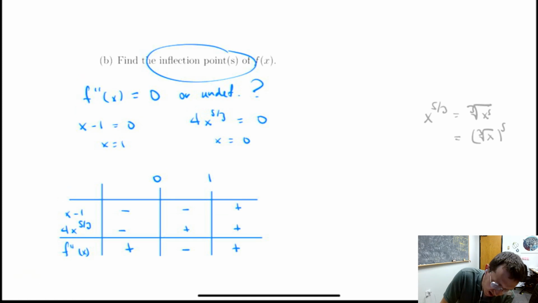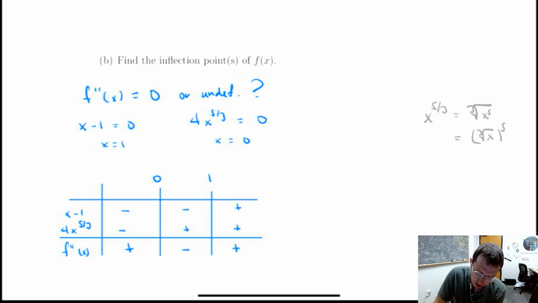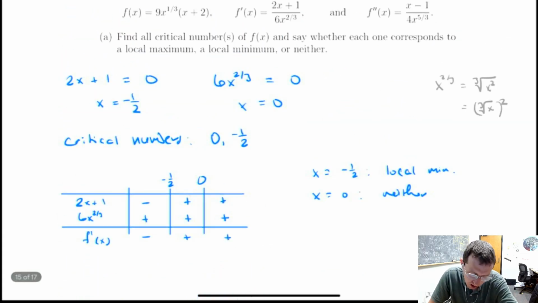But now when we talk about inflection points, they didn't just say the x value of an inflection point. A point is a point on the graph. It's an x value and a y value. So we should make sure to give the full coordinate pair.